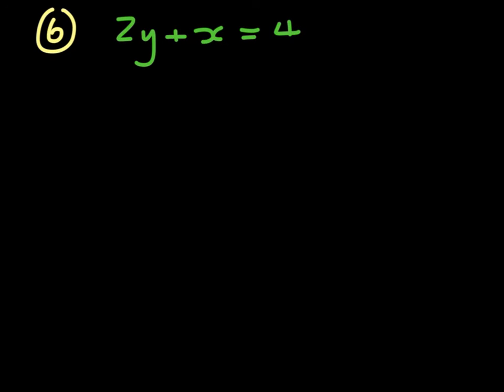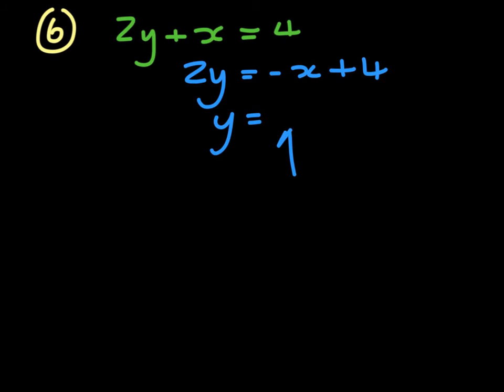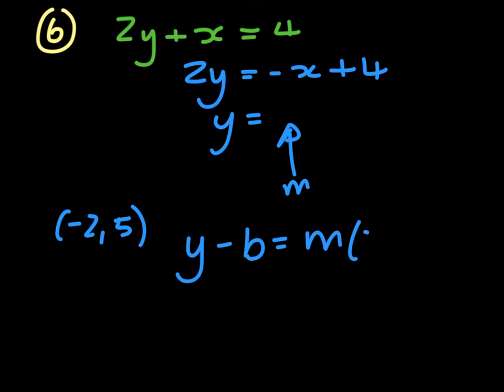Question 6. Find the gradient of this line. Well, that's just a case of rearranging it as 2y equals negative x add 4. And then what does y equal? That will tell you what the gradient is before the x number. Then you have to use that gradient and the point negative 2, 5 to find a new line. So we're going to substitute the gradient you've just found and the point negative 2, 5 into y minus b equals m(x minus a).